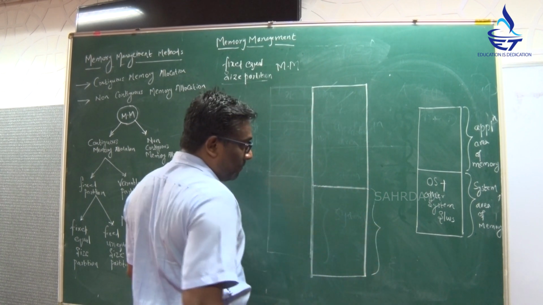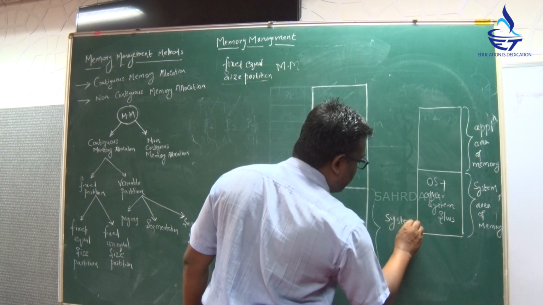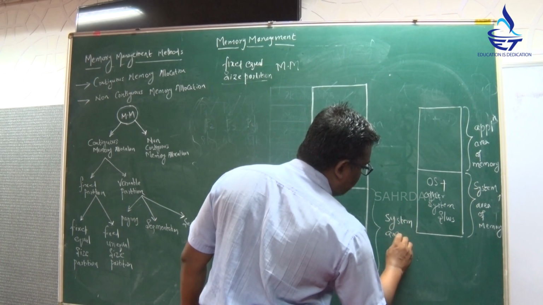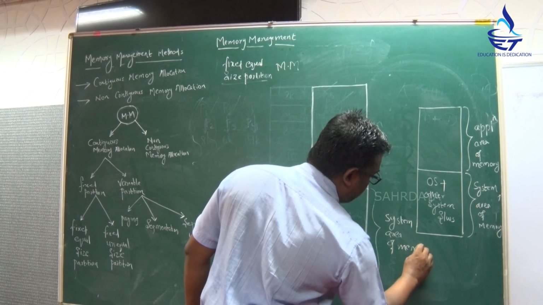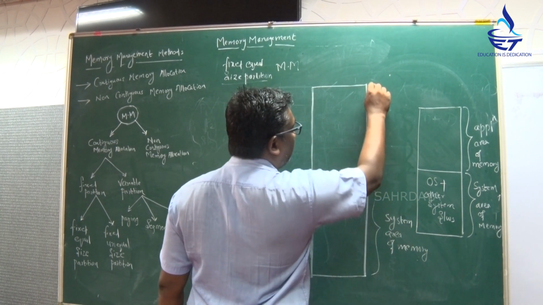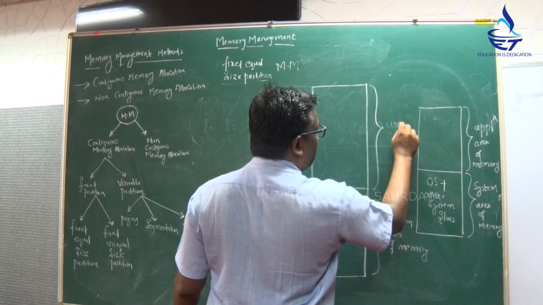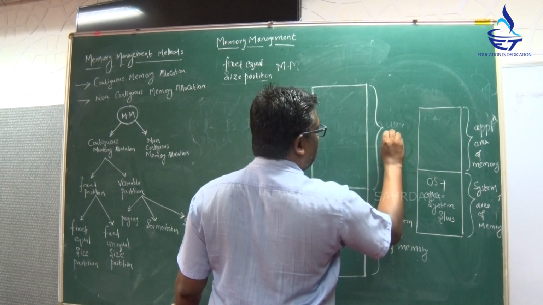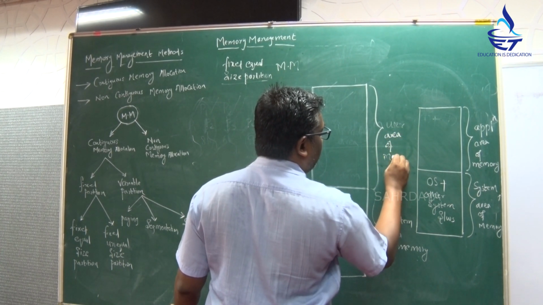Again, two areas: system area of memory, then user area of memory.